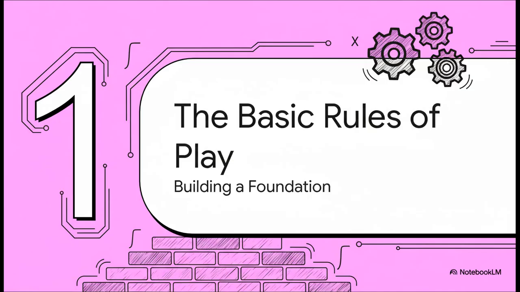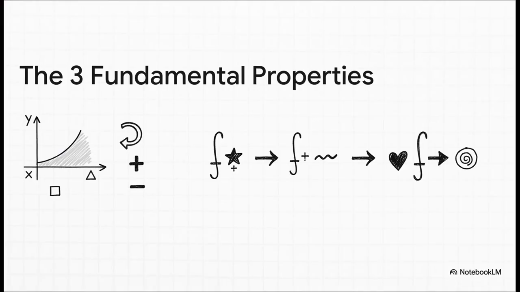But before we get to the really cool tricks, we have to go over the basic rules of the game. Every good strategy is built on a solid foundation, right? Calculus is no different. So, there are 3 fundamental properties you just gotta have in your back pocket. First, if you flip the limits of integration, you just negate the answer. Simple. Second, if you're integrating a bunch of stuff added together, you can just break it apart into separate, smaller integrals. Super useful for simplifying things. And third, any constant that's multiplying your function, you can just pull it right out front.